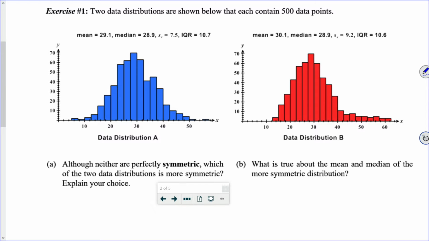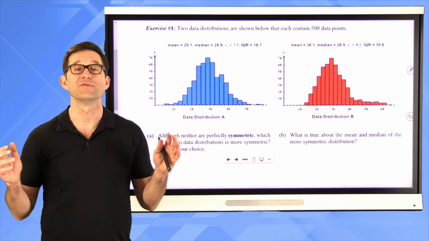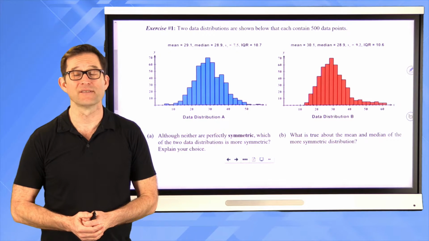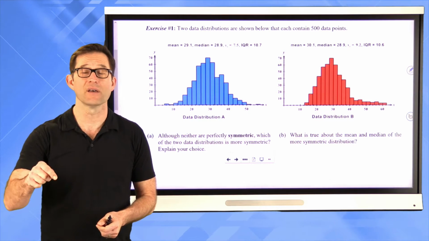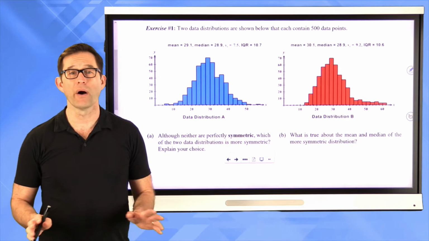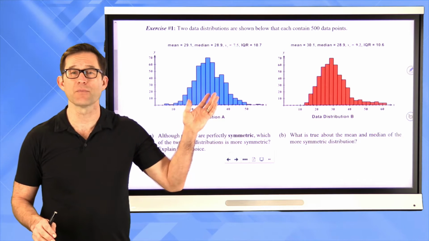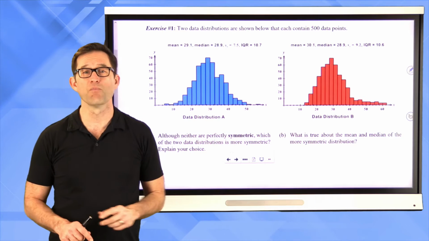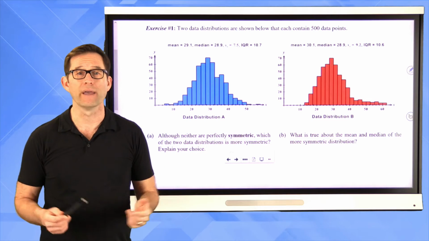Explain your choice. Well, you have certainly seen the words symmetric and symmetry before, not just in this class, but in other classes. So pause the video now and tell me whether data distribution A or B is more symmetric, and then tell me why.